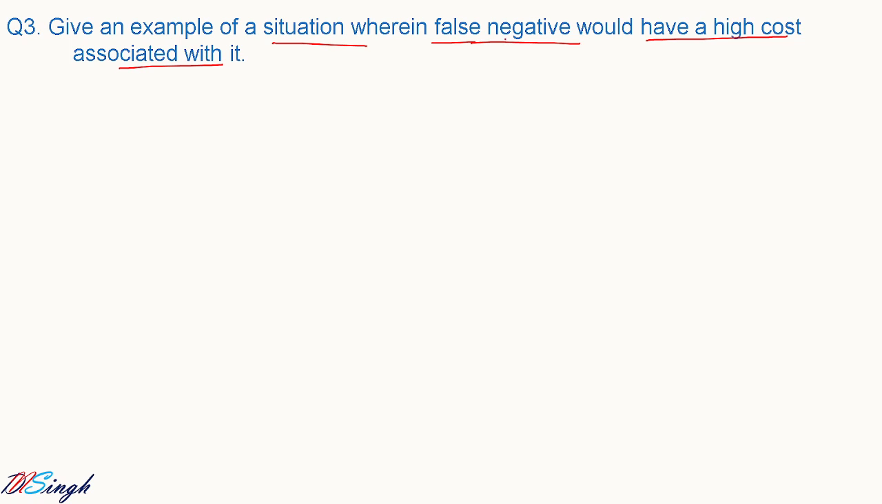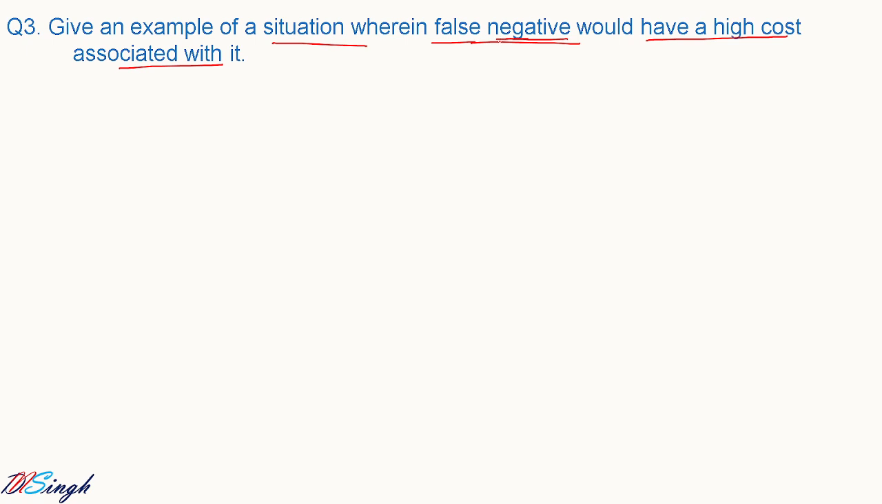And negative will come when prediction is no. It means reality must be yes and prediction must be no. In that case only they both are not the same and prediction is no. That's why the second word is coming as negative and has a high cost associated with it.